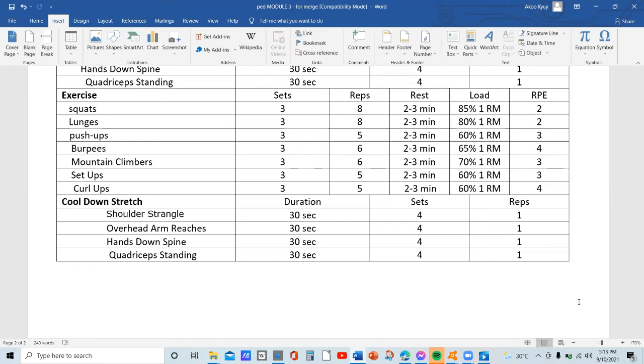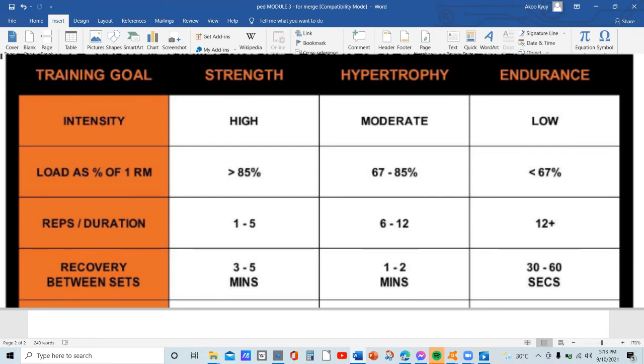Now to get the load as percentage for moderate intensity level, we have here the table for our basis in getting the load as percent of 1 RM. For moderate intensity, it ranges from 67% to 85%. Thus, the minimum is 67% and 85% is the maximum. 1 RM is the maximum amount of weight one can lift in a single repetition for a given exercise.